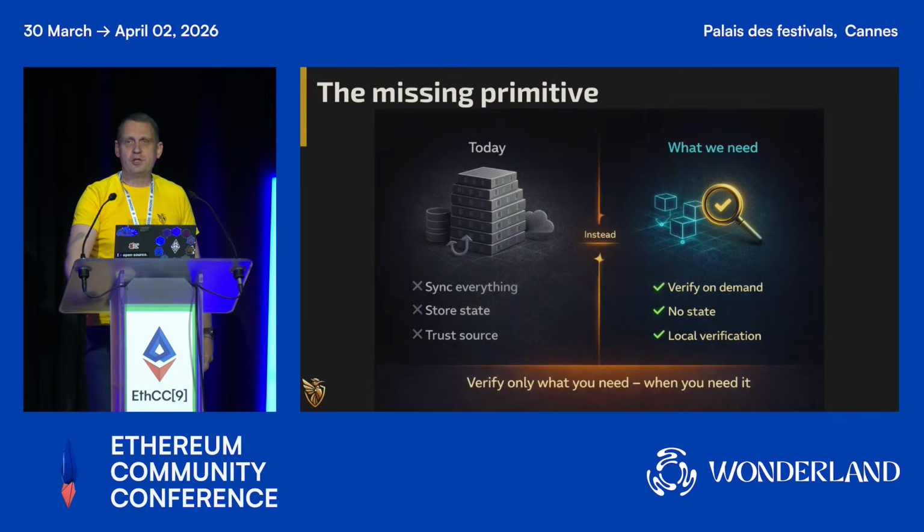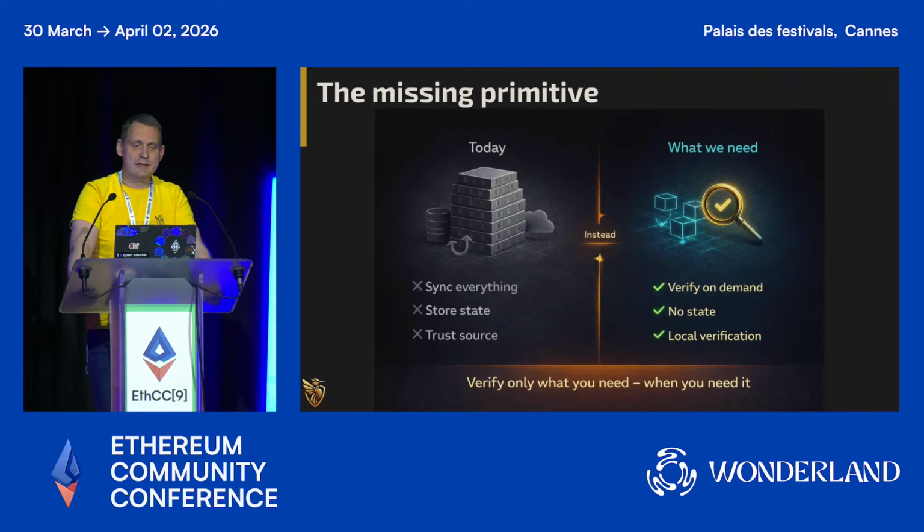So if full nodes are too heavy, and if light clients are still too demanding, what do we actually need? We need something different. We need a way to verify data without running a full node and without synchronizing the chain, without storing state. The application doesn't need a whole chain. It only needs answers to very specific questions. What's my balance? Did this transaction happen? What's the result of this contract call?